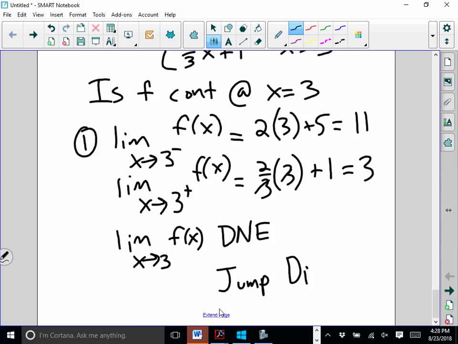The right-hand and left-hand limits are both numerical answers, but they're different from each other. If we looked at a graph of this thing, we'd see a big jump at the x value of 3.